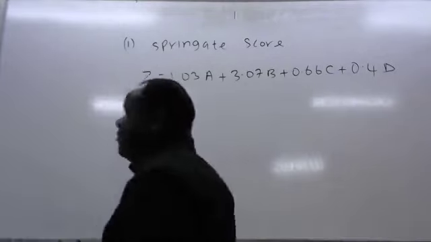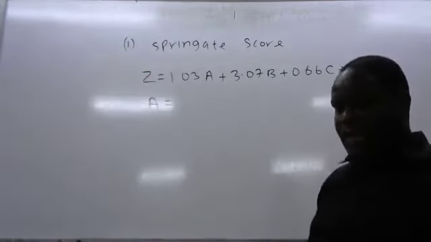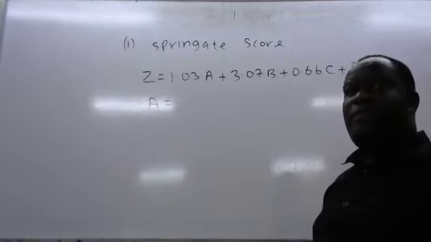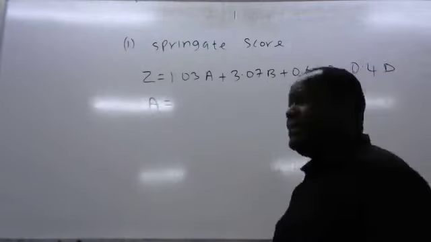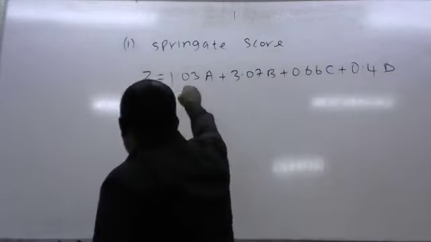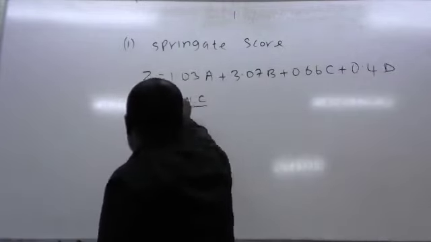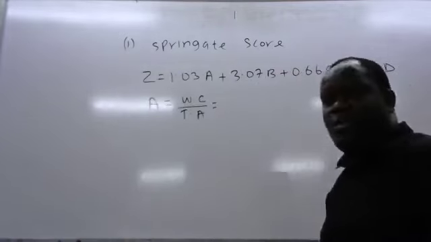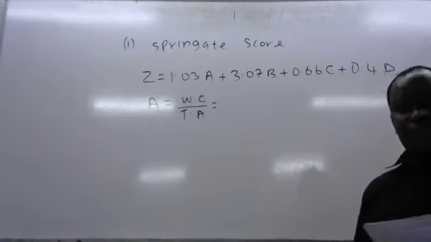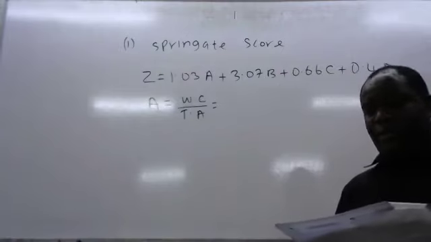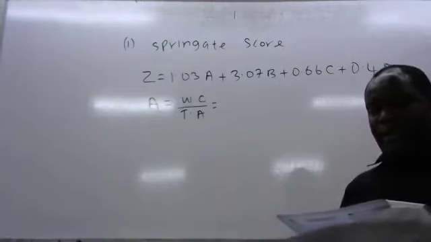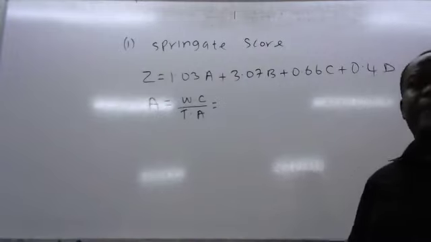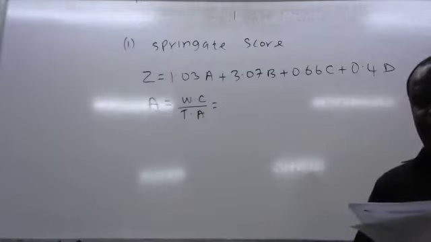So A, when you check through the question, is supposed to be net working capital divided by the total assets. So A is simply the working capital divided by the total assets. So we go through the information given. What is the working capital? When you check through the question, they gave you the net working capital, which is a negative figure.